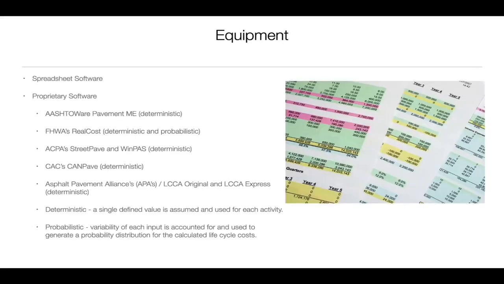The equipment that is used to run the life cycle cost analysis, people use spreadsheet software or proprietary software. There's a lot of different software. It depends on the state, depends on the company. And then they value by deterministic and probabilistic. So deterministic is a single defined value is assumed and used for each activity. So it's like the same across the board. And then probabilistic is the variability of each input is accounted for and used to generate a probability distribution for the calculated life cycle cost.